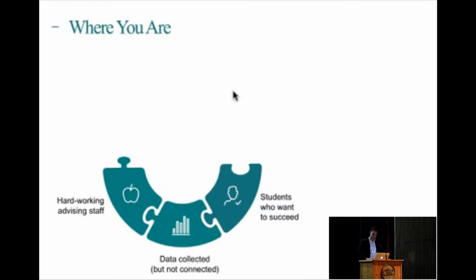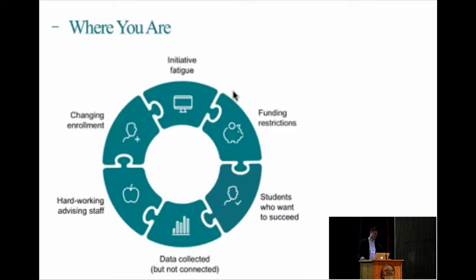So we do have a lot of positive momentum in our favor, but we have some really significant challenges too. We have changing enrollment. We're not necessarily getting more students. As the population ages up, we actually have fewer students. And those students that are coming are different. In 1960, the high school graduation rate was really low. You had 8% of students going to college right out of high school. Now it's over 60%.